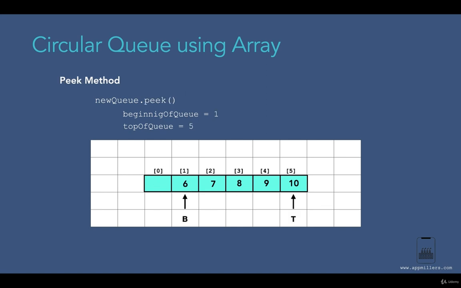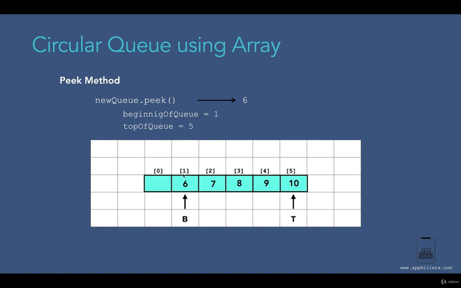Now let's continue to the next method. The next method is the peek method. In case of circular queue, the peek method works the same as in the linear queue. Based on the beginning of queue index, we are returning the element from this array. The beginning of queue is 1, so the element located at index 1 is 6, so it's going to return 6. It doesn't matter how many times we run the peek method, it is going to return 6, because 6 is the first element in this queue.